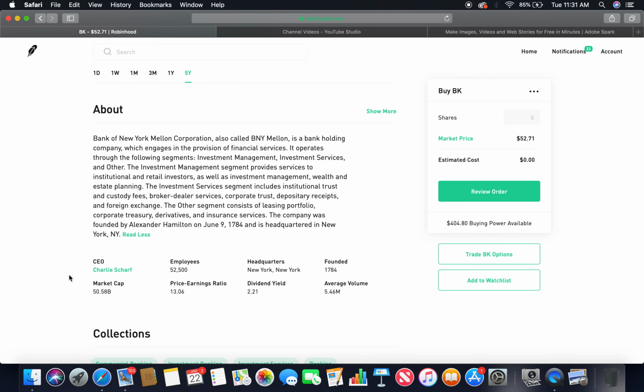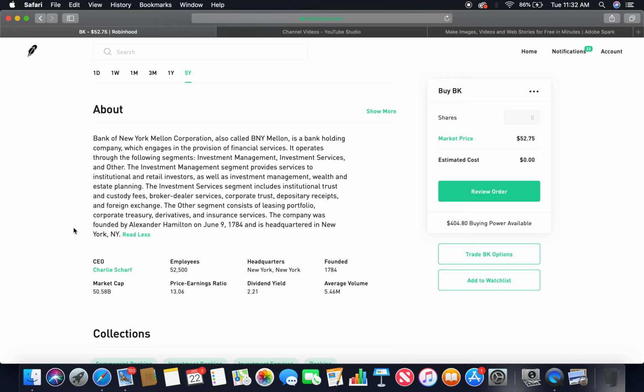Bank of New York Mellon Corporation, also called BNY Mellon, is a bank holding company which engages in the provision of financial services. It operates through the following segments: investment management, investment services, and other. The investment management segment provides services to institutional and retail investors, as well as investment management, wealth, and estate planning. The investment services segment includes institutional trust and custody fees, broker-dealer services, corporate trusts, depository receipts, and foreign exchange. The other segment consists of leasing portfolio, corporate treasury, derivatives, and insurance services.